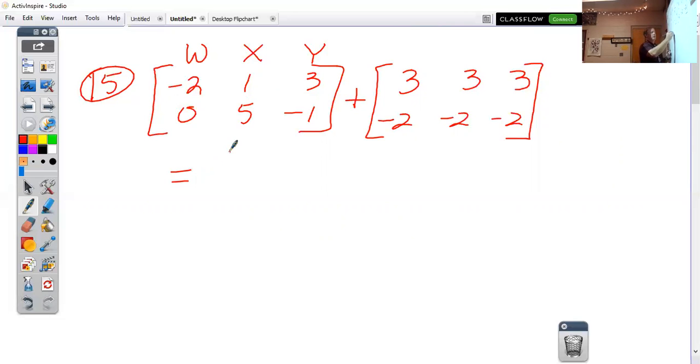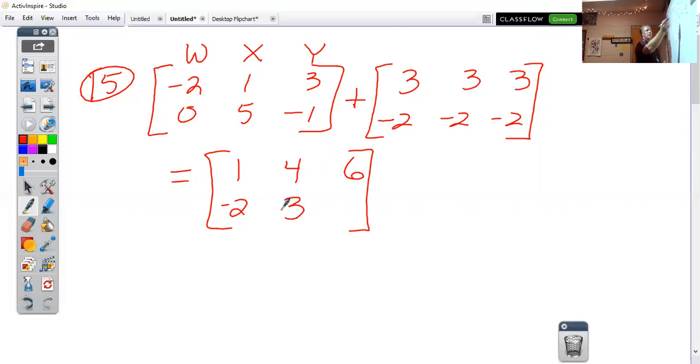So that's going to be, add up the right elements, -2 plus 3. What is that? That's 1. The answer is 1. Siri's playing along too. 1 plus 3 is 4. 3 plus 3 is 6. 0 plus -2, -2. 5 plus -2, 3. -1 minus 2. There is your new W prime, X prime, and Y prime.